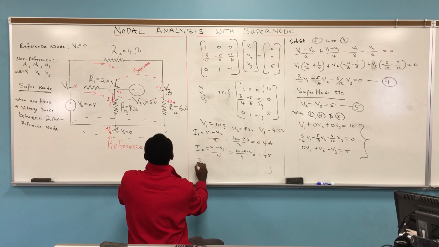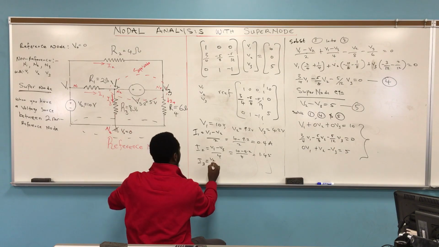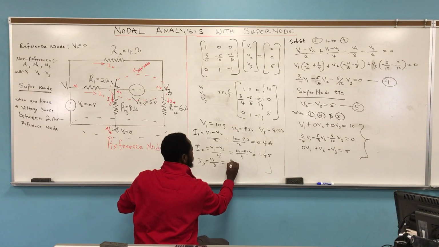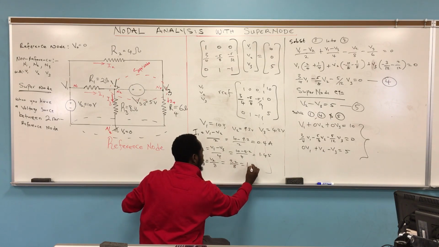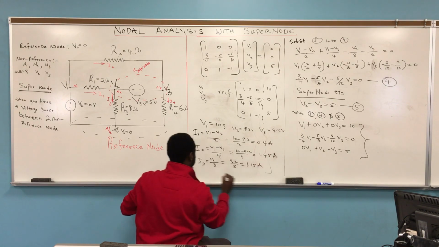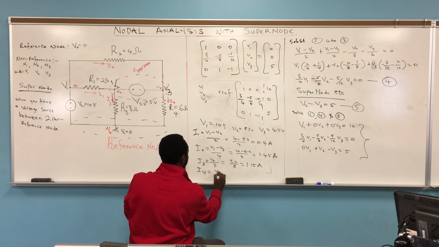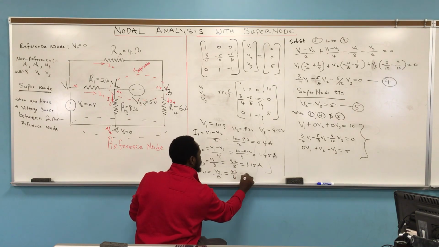Okay. And I3 is what? V2 divided by 8, right? V2 is 9.2, divided by 8, which is 1.15 amperes. And then the last one, I4 is V3 divided by 6. Which is what? 4.2 divided by 6, which is 0.7.